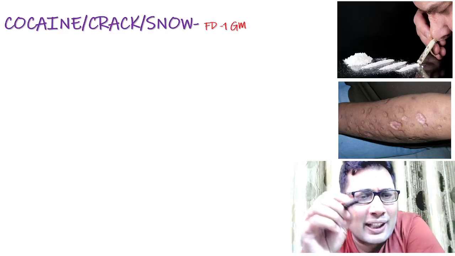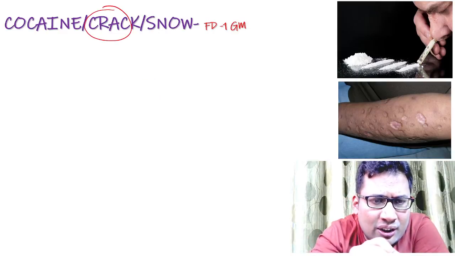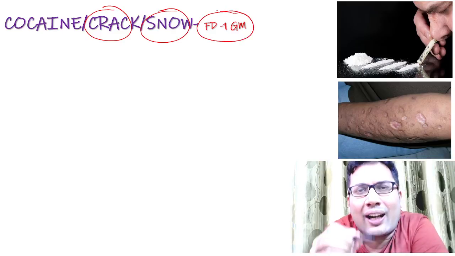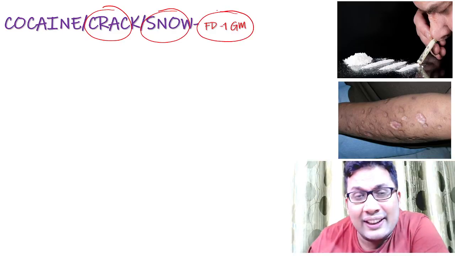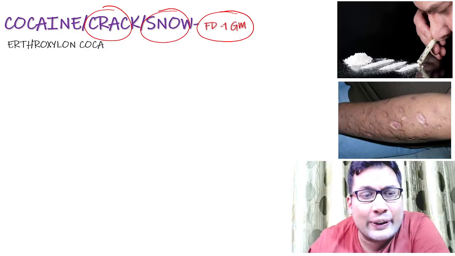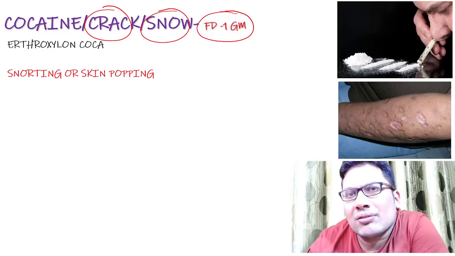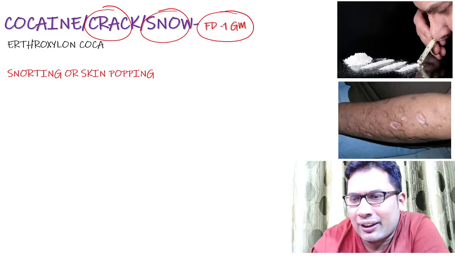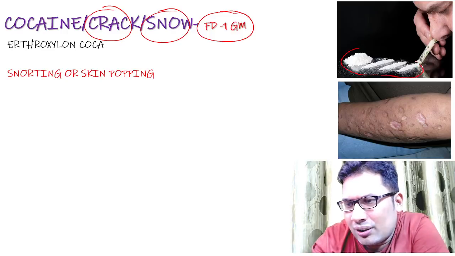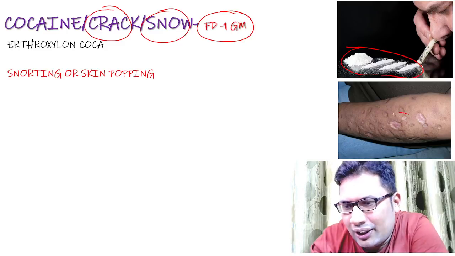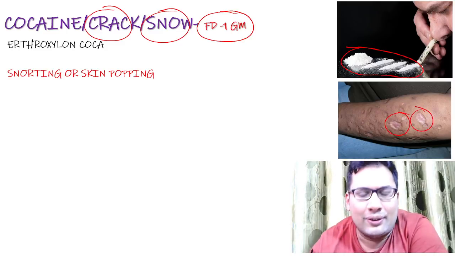Cocaine is also known as crack. It is also known as snow. What is the fatal dosage? 1 gram. It is obtained from Erythroxylon coca plant. Snorting or the skin popping. So snorting is the one method of taking the cocaine, or skin popping. You can see the skin popping here.